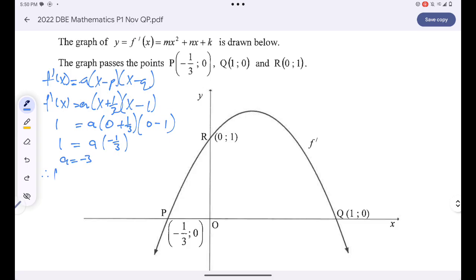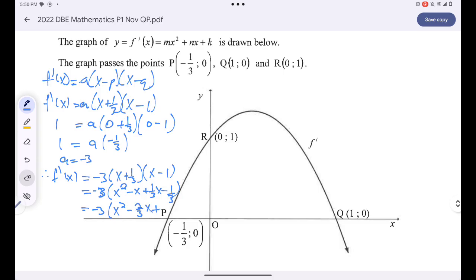So this simply means that f prime of x is equal to negative 3 times (x plus 1 over 3) times (x minus 1). Then I still have a negative 3 outside the bracket. I'll just expand my bracket. I'll have x squared minus x plus 1 over 3 x minus 1 over 3, excuse me. And then this is negative 3 multiplied by (x squared minus 2 over 3 x minus 1 over 3), right?